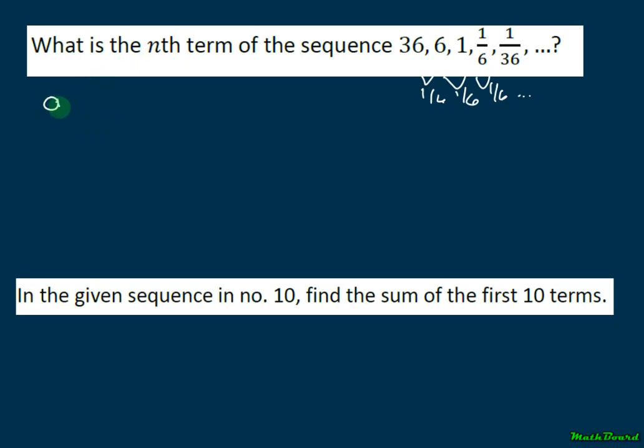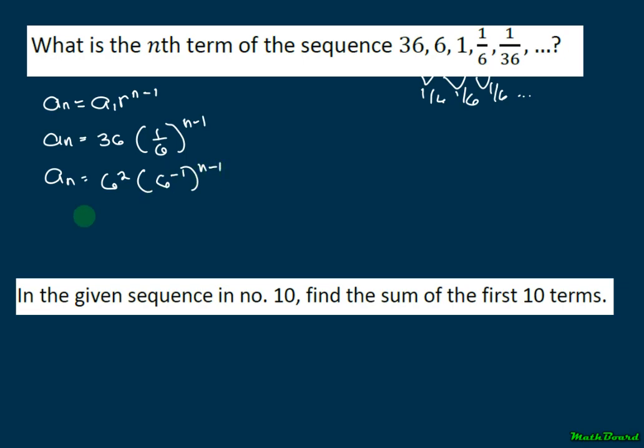The formula for geometric is a sub n equals a sub 1 times r to the n minus 1. So a sub n equals, the first term is 36, the common ratio is 1 over 6, raised to n minus 1. And 36 can be expressed as a power of 6, that is 6 squared, times 1 over 6, which can be expressed as 6 to the negative 1, raised to n minus 1.